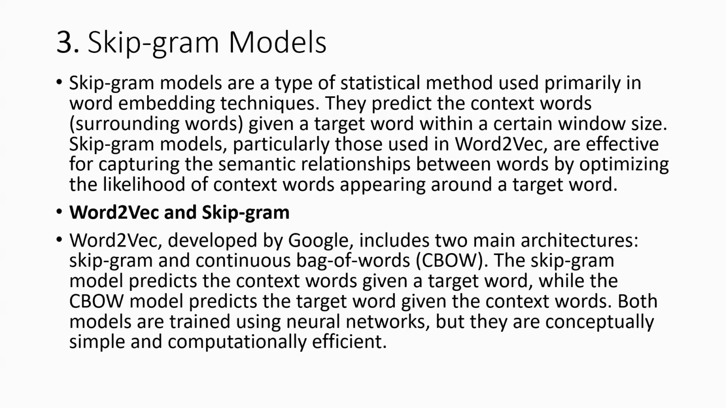Now the skip-gram model. The skip-gram model is a type of statistical method used primarily in word embedding techniques that predicts the context words, the surrounding words, given a target word within a certain window size. Like we have Word2Vec and skip-gram. We can define it as a type of model often used in Word2Vec, designed to predict surrounding context words given a target word.